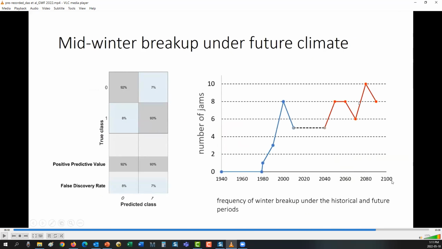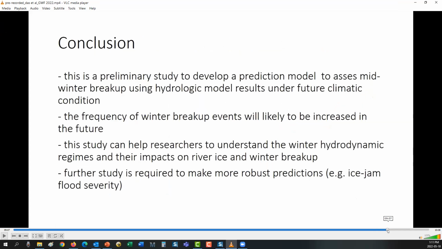Here, I guess the take-home message is that in the future, we are expecting an increase in the number of jamming events, okay? But as I said before, we still have to look at the threshold of the ice thicknesses, where we have that threshold between jamming and just ice flushing out, okay?